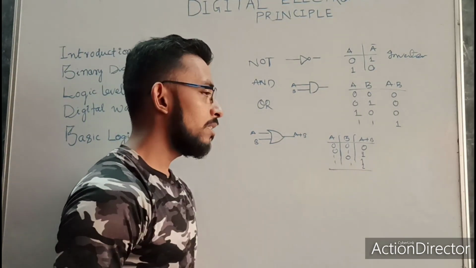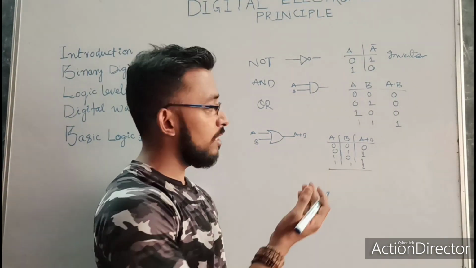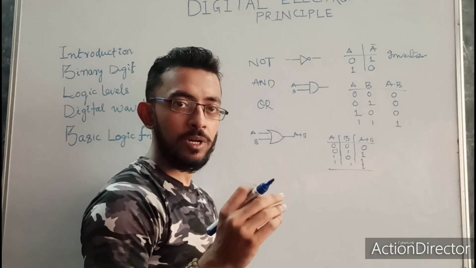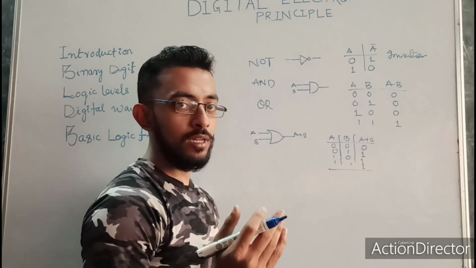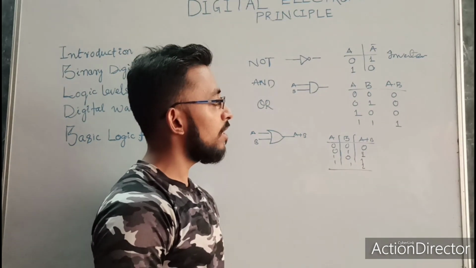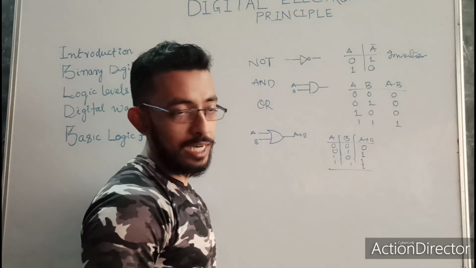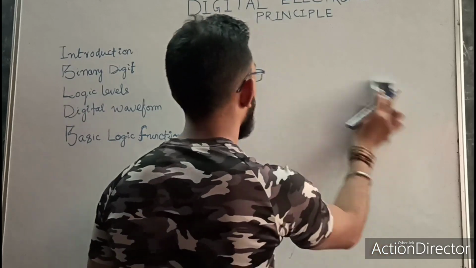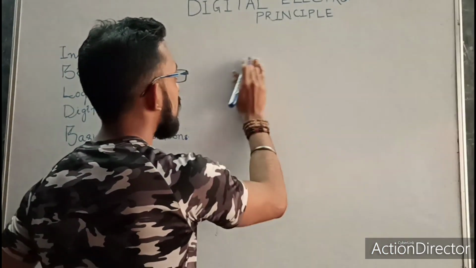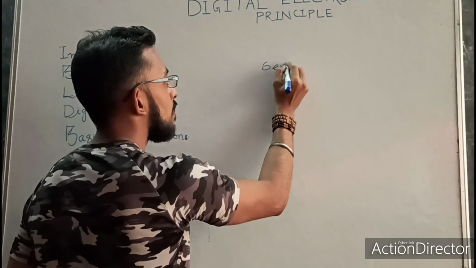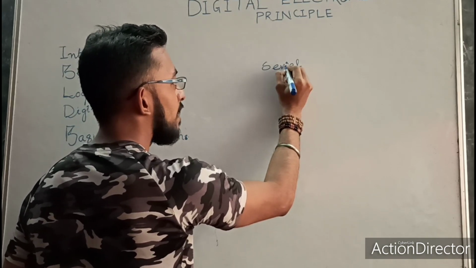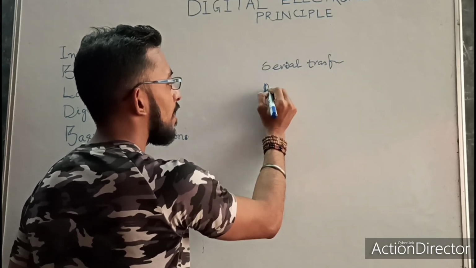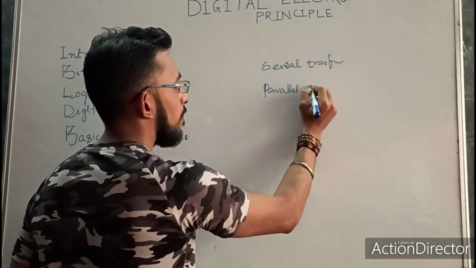One thing: the digital signal that we generate, in terms of 1s and 0s, whatever the output of the digital signal may be, has to be transferred from one end to another end. So how can that be transferred? There are two ways that we can transfer a signal. One is serial transfer. The second one is parallel data transfer.